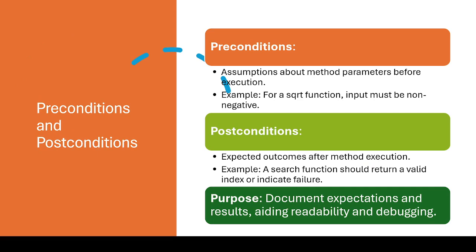Preconditions and postconditions. Preconditions are assumptions about method parameters before execution. For example, for a square root function, the input must be non-negative. Postconditions are expected outcomes after method execution. An example would be a search function should return a valid index or indicate failure. The purpose of this is to document expectations and results, aiding readability and debugging.